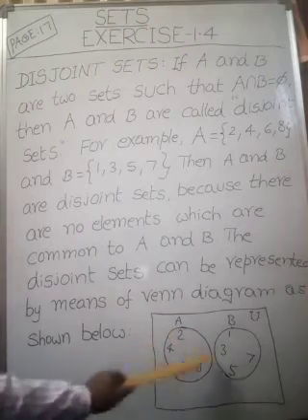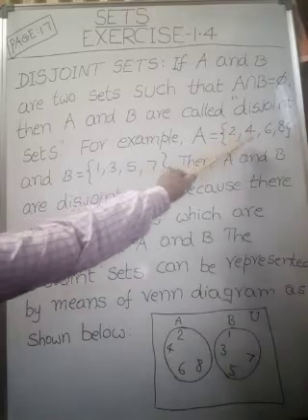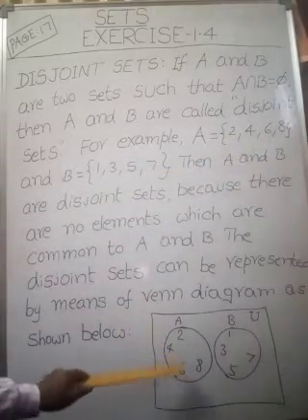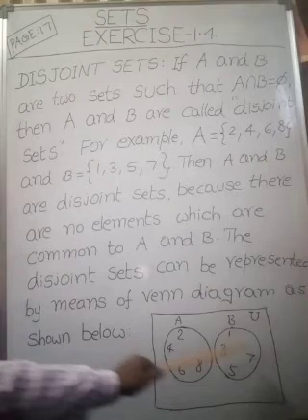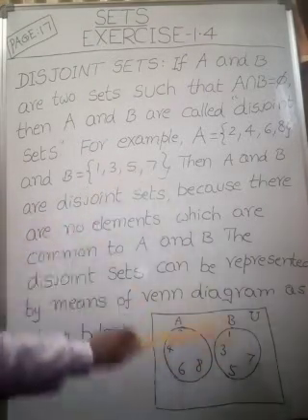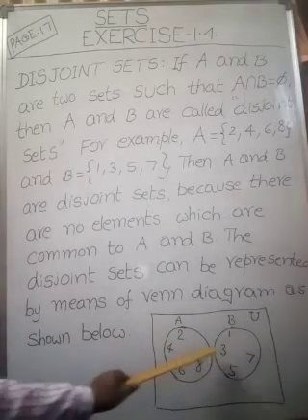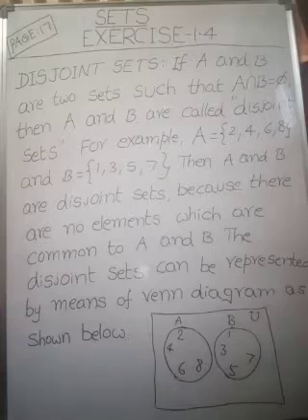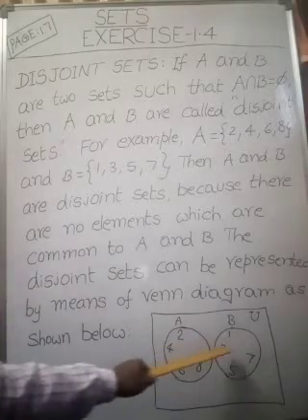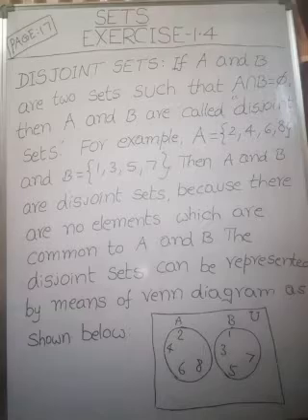In set A, I wrote the elements of set A: 2, 4, 6, 8. And in set B, I wrote the elements of set B: 1, 3, 5, 7. These two circles are disjoint. They are not intersecting circles. They are disjoint because there are no elements which are common to both A and B. Understood, my dear children? Right.